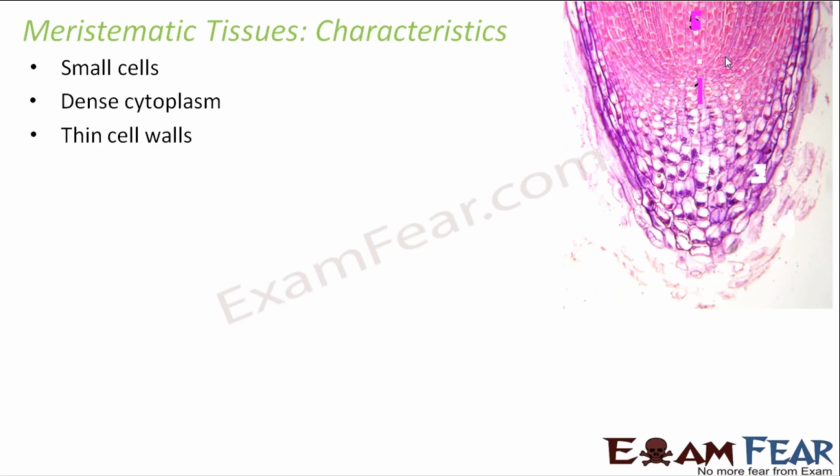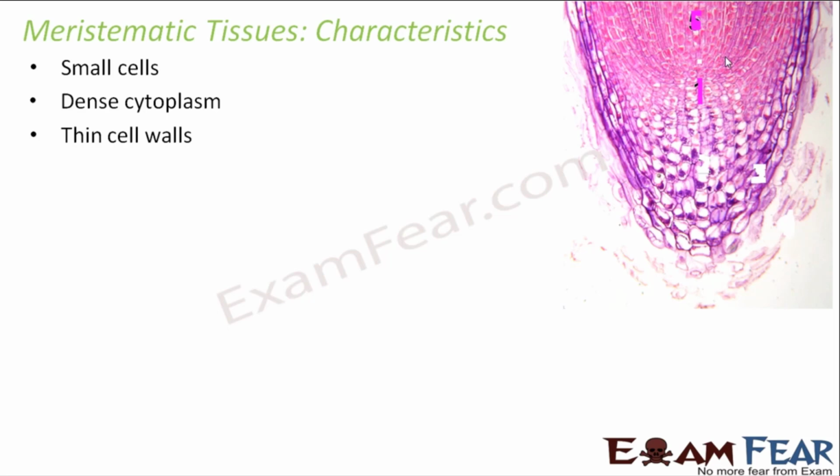What was cytoplasm? Cytoplasm was the fluid which was present inside a cell. What was cell wall? It was the wall outside the cell which acts as an additional protective covering for a plant cell. It is not present in animal cells, right? Now, just think for yourself. Instead of just memorizing the characteristics of meristematic tissues, just try to understand why they have these kinds of characteristics. Why do you think that meristematic tissues are made up of small cells? Why do they have dense cytoplasm? Why do they have thin cell walls?